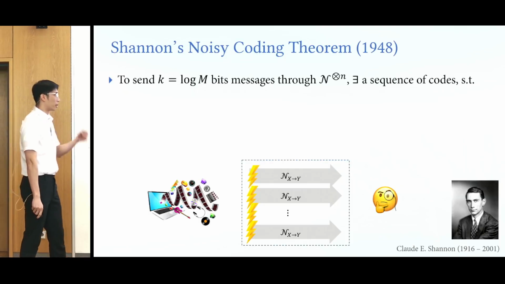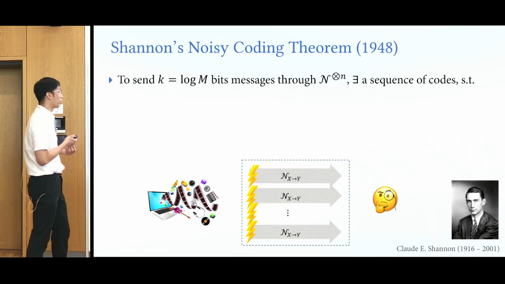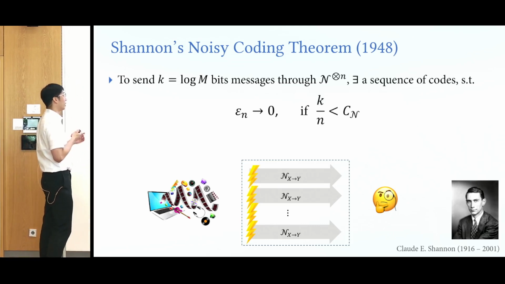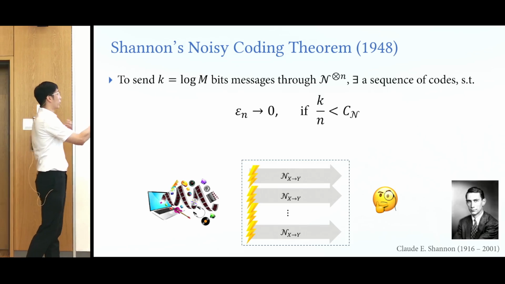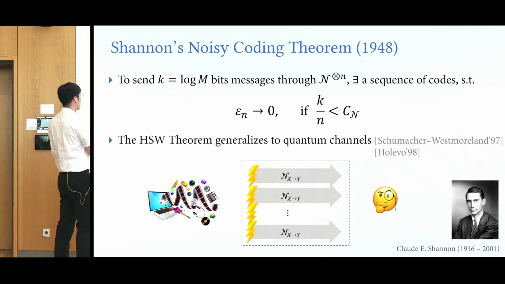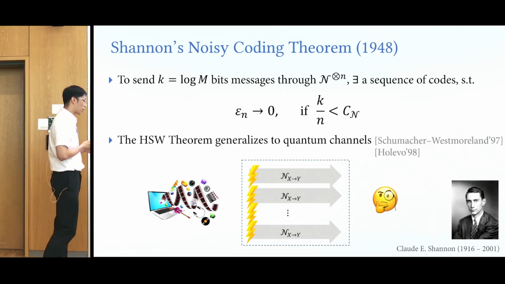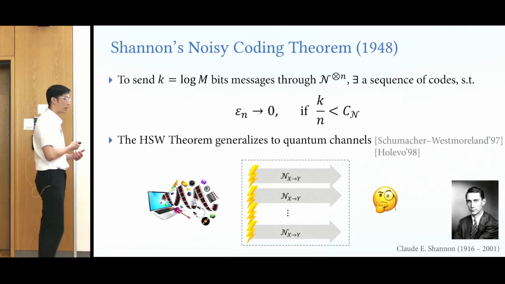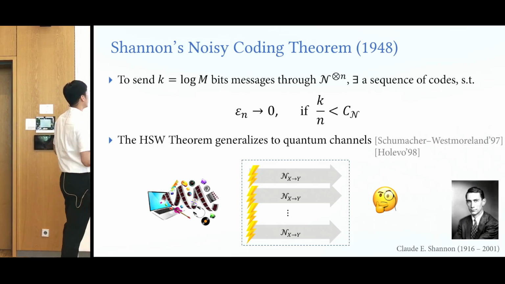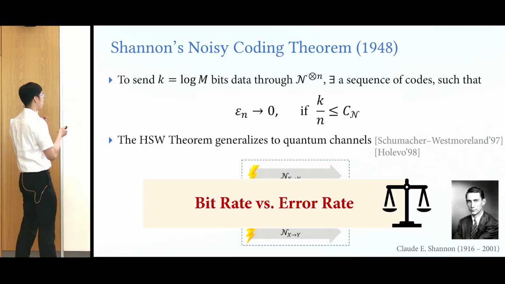Okay, I will start with Shannon's noisy coding theorem. To send a k-bit message through n copies of identical channels, Shannon tells us that there exists a sequence of codes such that the error probability vanishes asymptotically if the ratio k over n is smaller than the channel capacity, for all n. Later, the HSW theorem generalizes the result to quantum channels. However, the two results do not tell us how fast the error converges to 0, so we do not know the convergence rate.